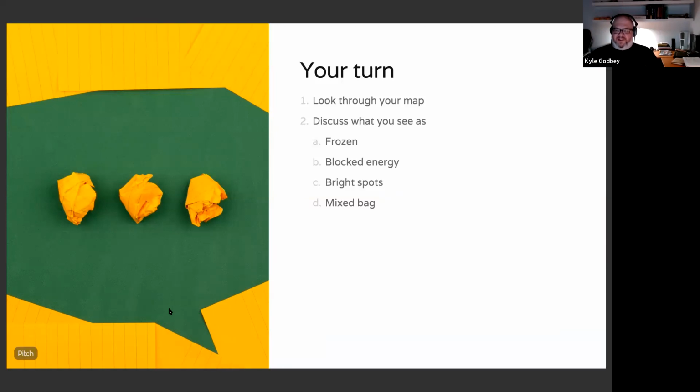It was insightful. We went from frozen to blocked energy to bright spots. As a team, we were frozen, then we won a dark spot, and then we were bright spots. Well, we'll see, depending on what Dan says, whether you're an outlier or not. Maybe they did a good job.